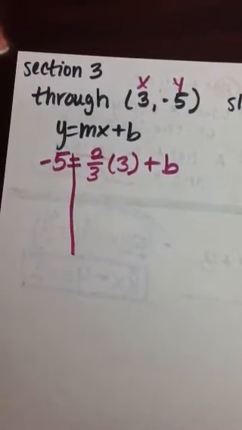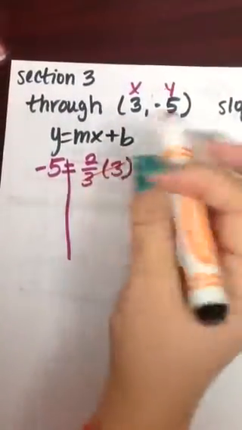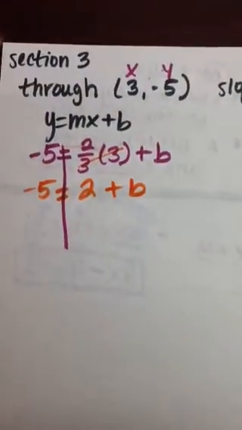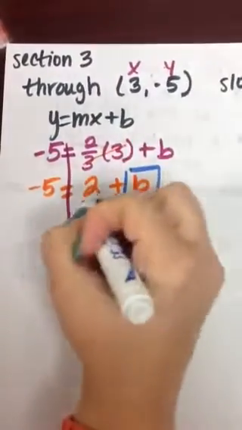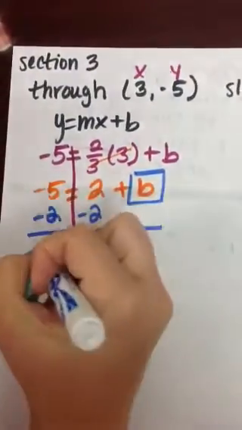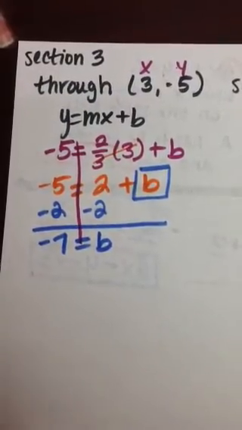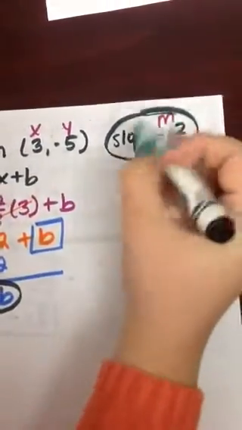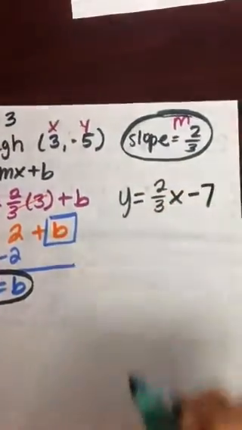Then you solve. First thing is you got to multiply. Well, 2/3 times 3 is just 2. Remember, anytime you multiply by your denominator, it cancels it out. So you have negative 5 equals 2 plus b. Your ultimate goal is to get b by itself. So you're going to subtract your 2 on both sides, leaving you with negative 7 equals b. Now remember, from class, you are not finished. You have to take your b and the original m and you plug it in to y equals 2/3 x minus 7.